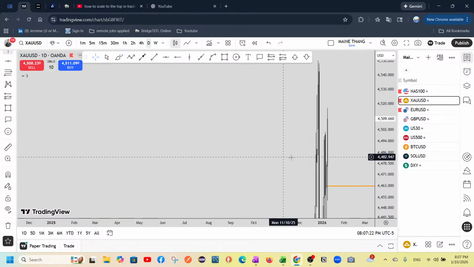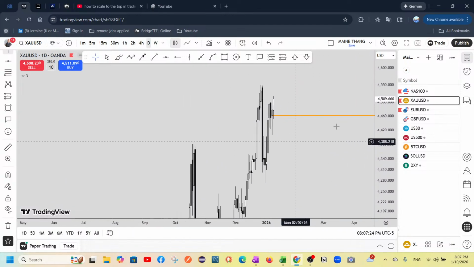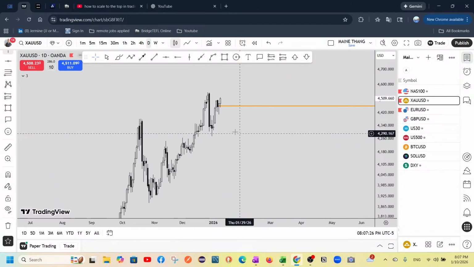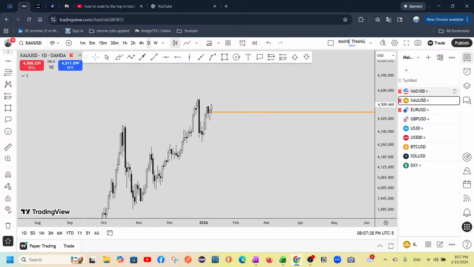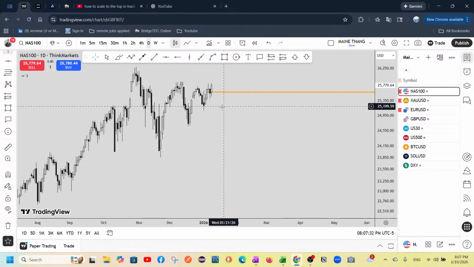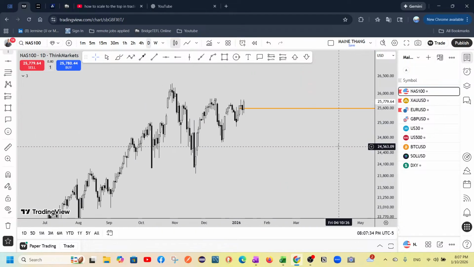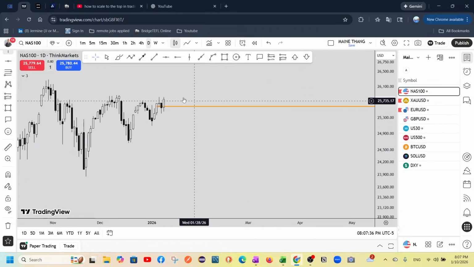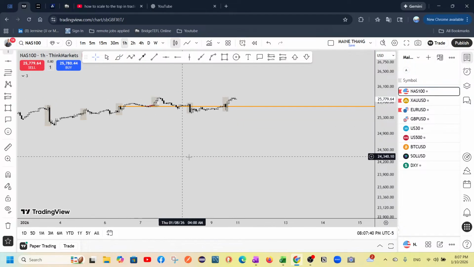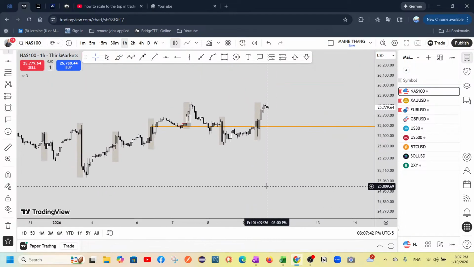But as far as the week, that is the week. Price went bullish on gold, and NASDAQ price went up bullish as well. We could have taken a trade on Friday for NQ as well.